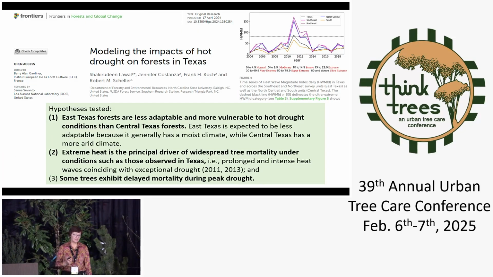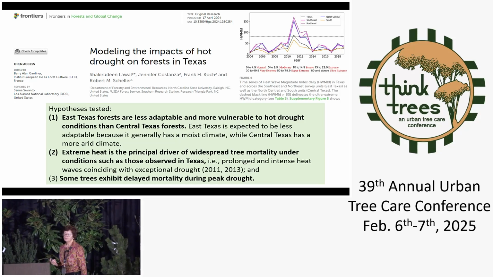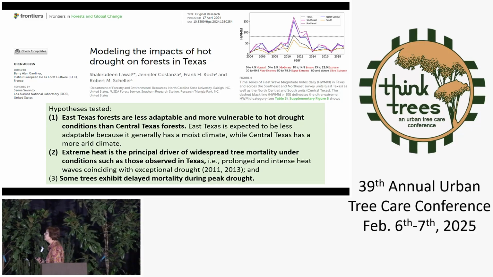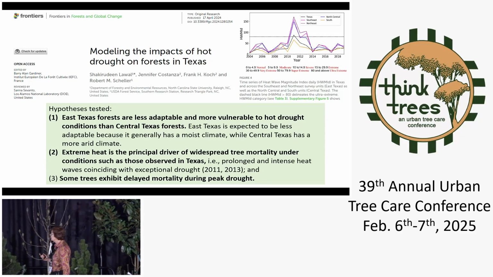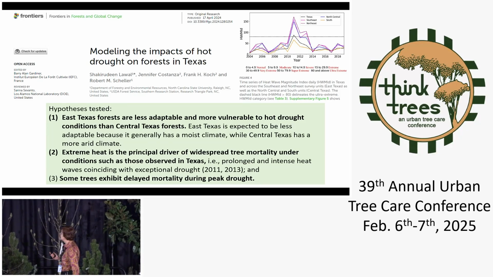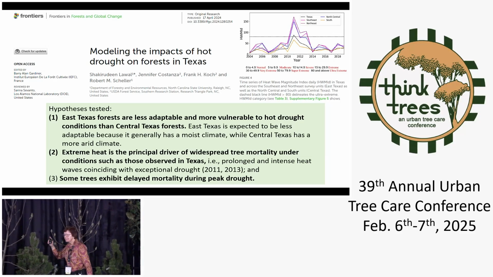So here was another very interesting study that, in a neighboring state, people looked at modeling the impacts of a hot drought on forests in Texas. And in that graph up there, you can see the extent of the heat wave for the years 2011 and then 2013. That dotted line, that is about 80 or 90, indicates essentially where you have an ultra extreme heat wave.